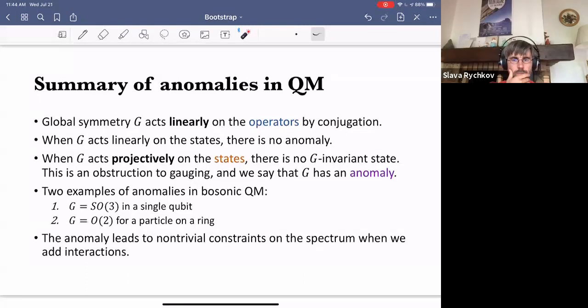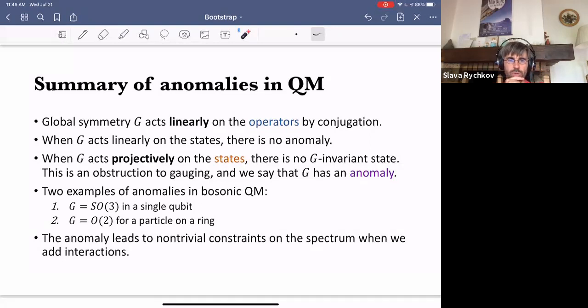I have a couple of questions. So in the second case, you nicely showed that one can see that there's an anomaly in two languages, both from the path integral point of view and from the spectrum point of view.